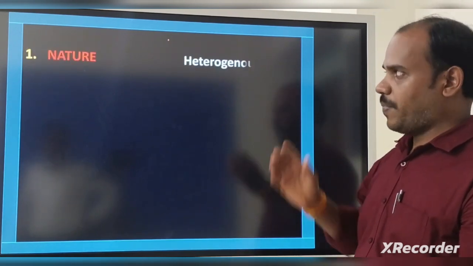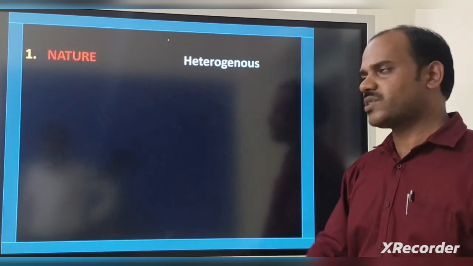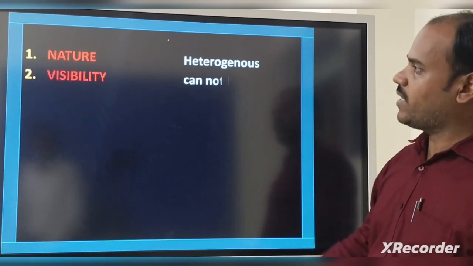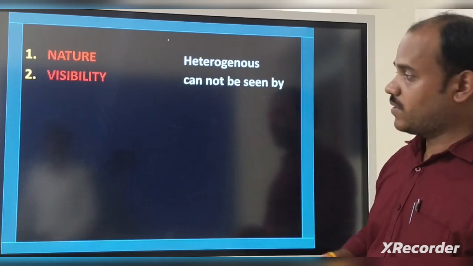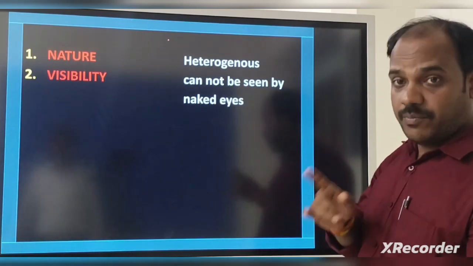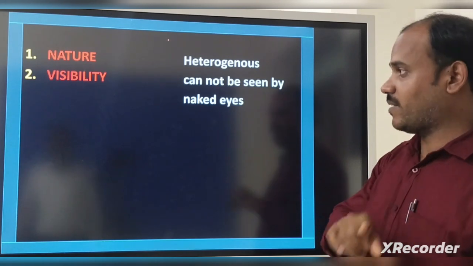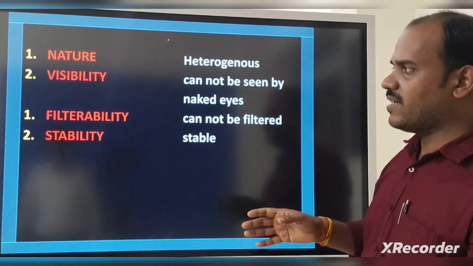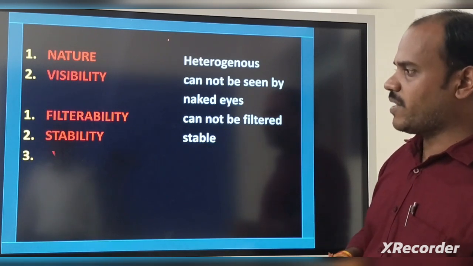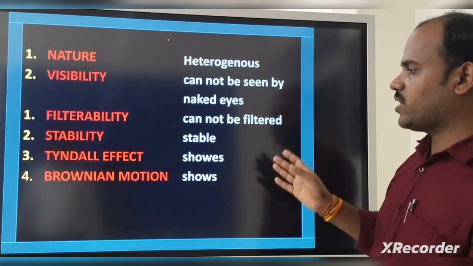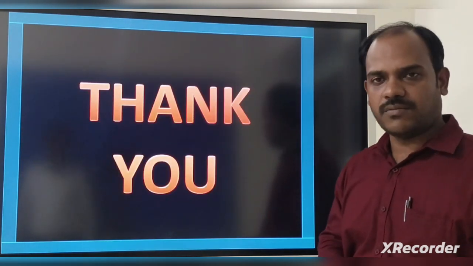So let's revise the properties of colloidal solution. First, nature: heterogeneous. Second, visibility: cannot be seen by naked eyes, but can be seen by microscope. Remember this thing. Third property, filterability: cannot be filtered. Stability: this one is stable. Tyndall effect: shows Tyndall effect. And Brownian motion: shows Brownian motion.